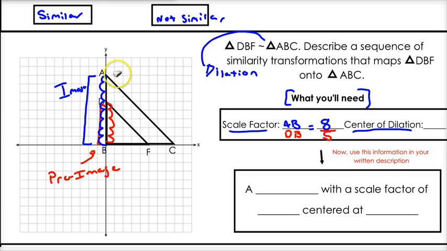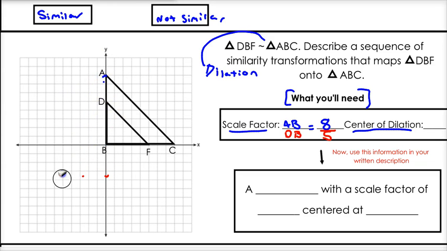Now we've got to pick our center of dilation. Let's get all this junk out of here. Well, it's not junk, it's beautiful math. Where's our center of dilation going to be? Where is this expanding from? Well, that would be point B, right? Because that's where it's going to be expanding away from. Our triangle is going to be moving up in this direction away from B, so B is our center of dilation.